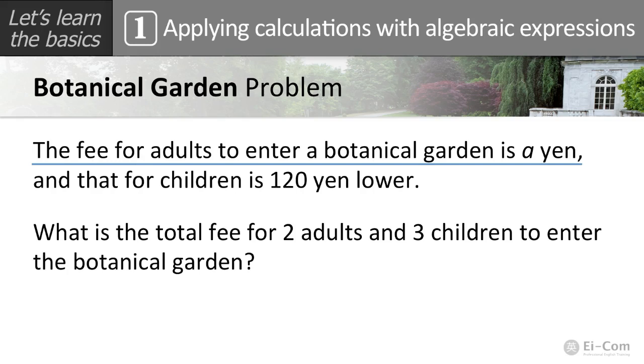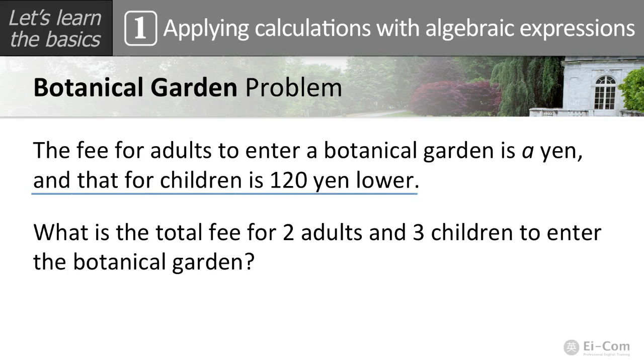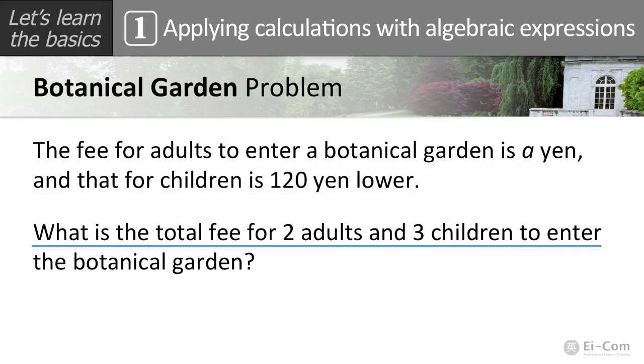The fee for adults to enter a botanical garden is a yen, and that for children is 120 yen lower. What is the total fee for 2 adults and 3 children to enter the botanical garden?